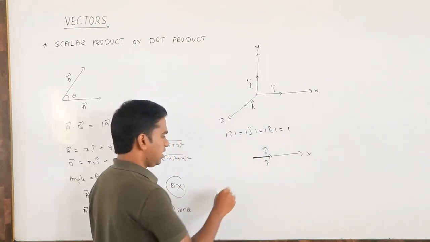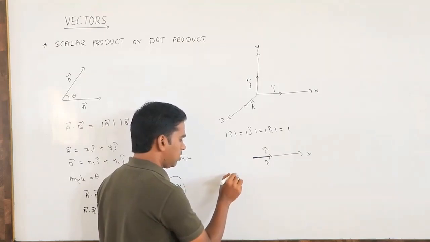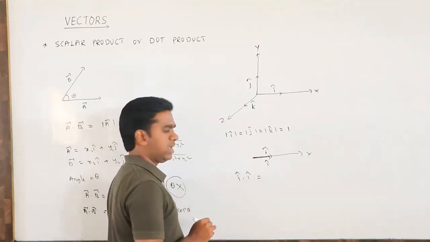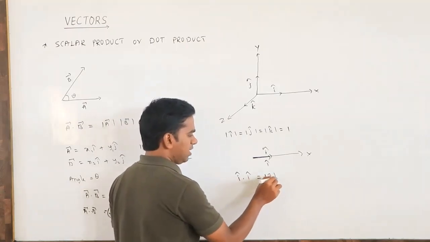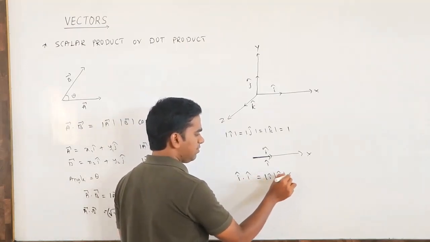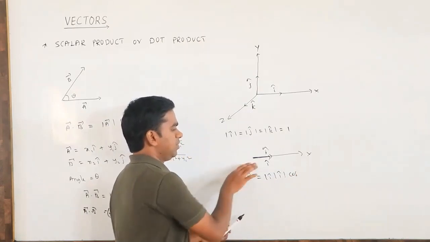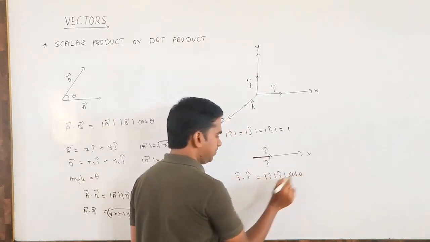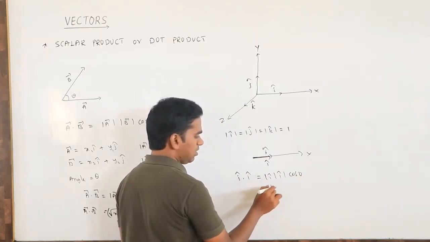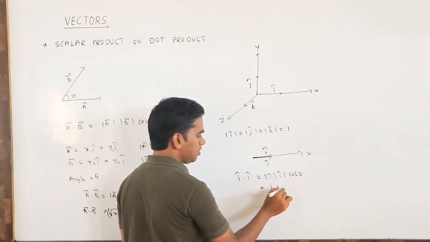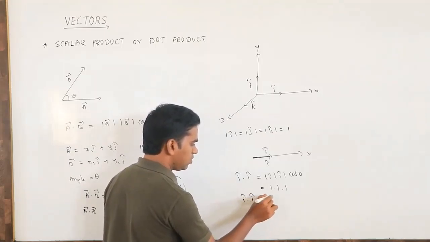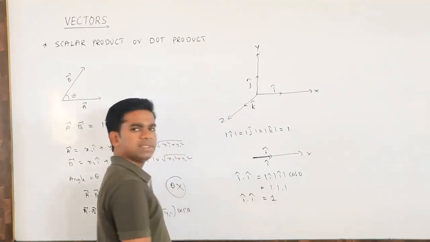So if this is the case, what do we want? i cap dot i cap. What will be i cap dot i cap? The magnitude of i cap, then the magnitude of i cap, then cos of the angle between them. Both are in the same direction. What is the angle between them? 0. So cos 0. Okay. So this is 1 and this is 1. Cos of 0 is also 1. So i cap dot i cap is going to be 1. Getting the point?